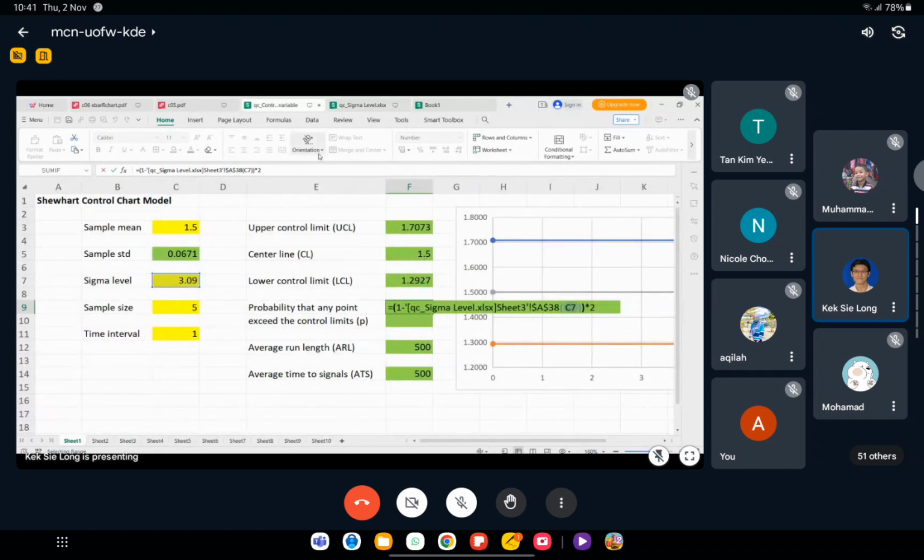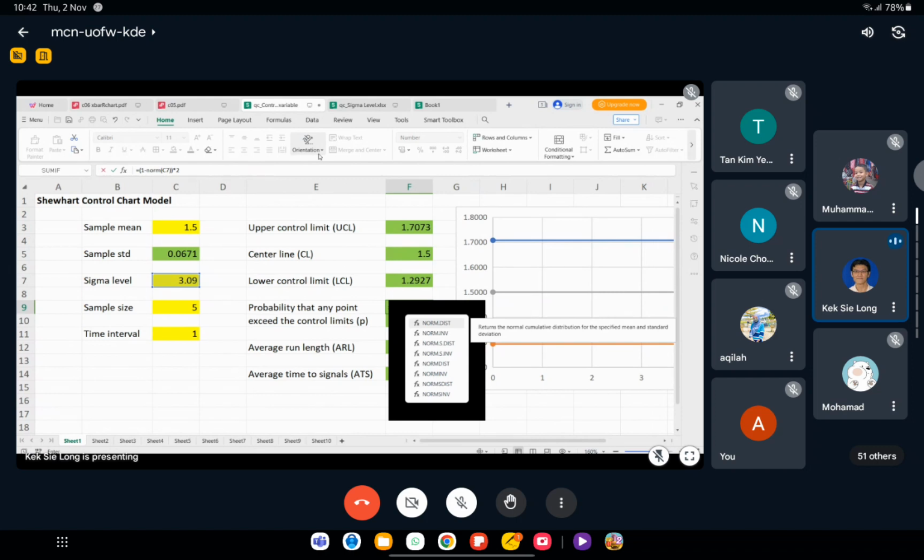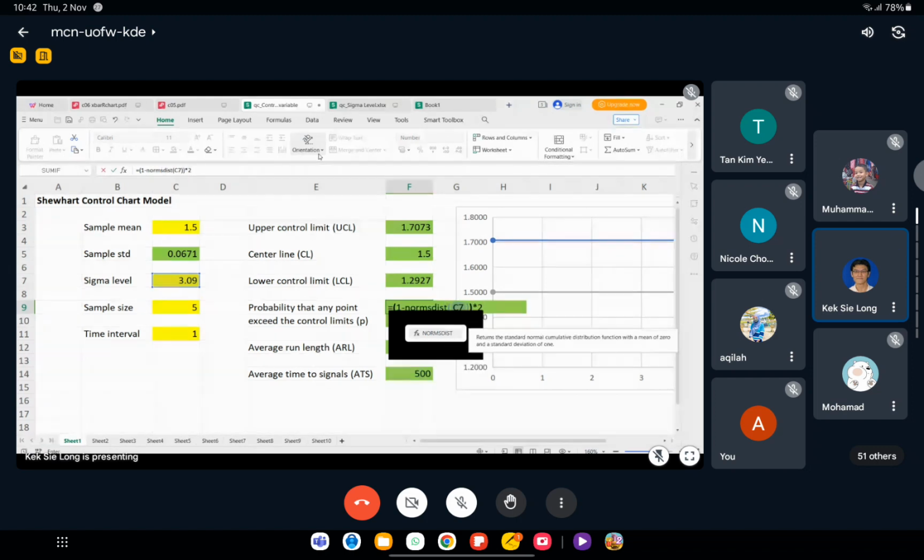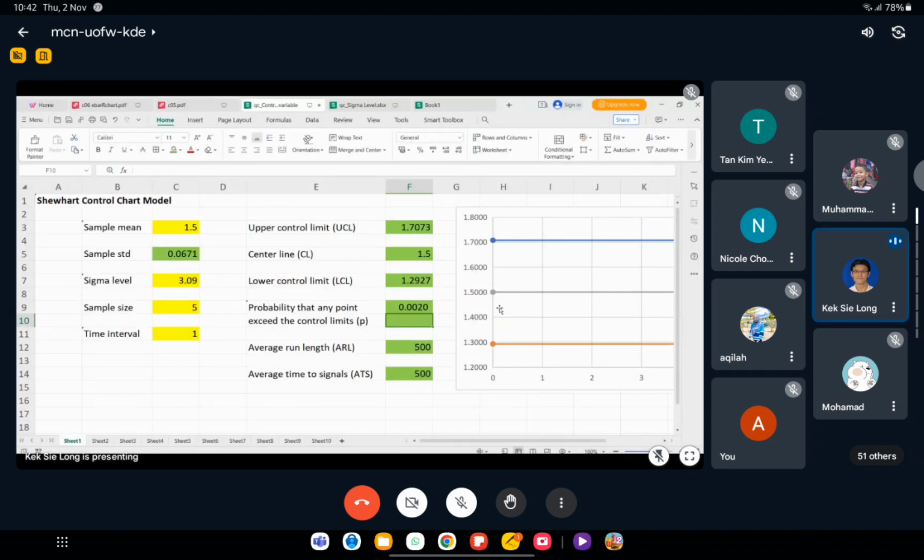What happened? Oh, okay. Oh, normal standard distribution. After we take 1 minus, this is only one side. But for the control limit, we might consider two-sided. So 1 minus and then multiply by 2. So it's 0.002.